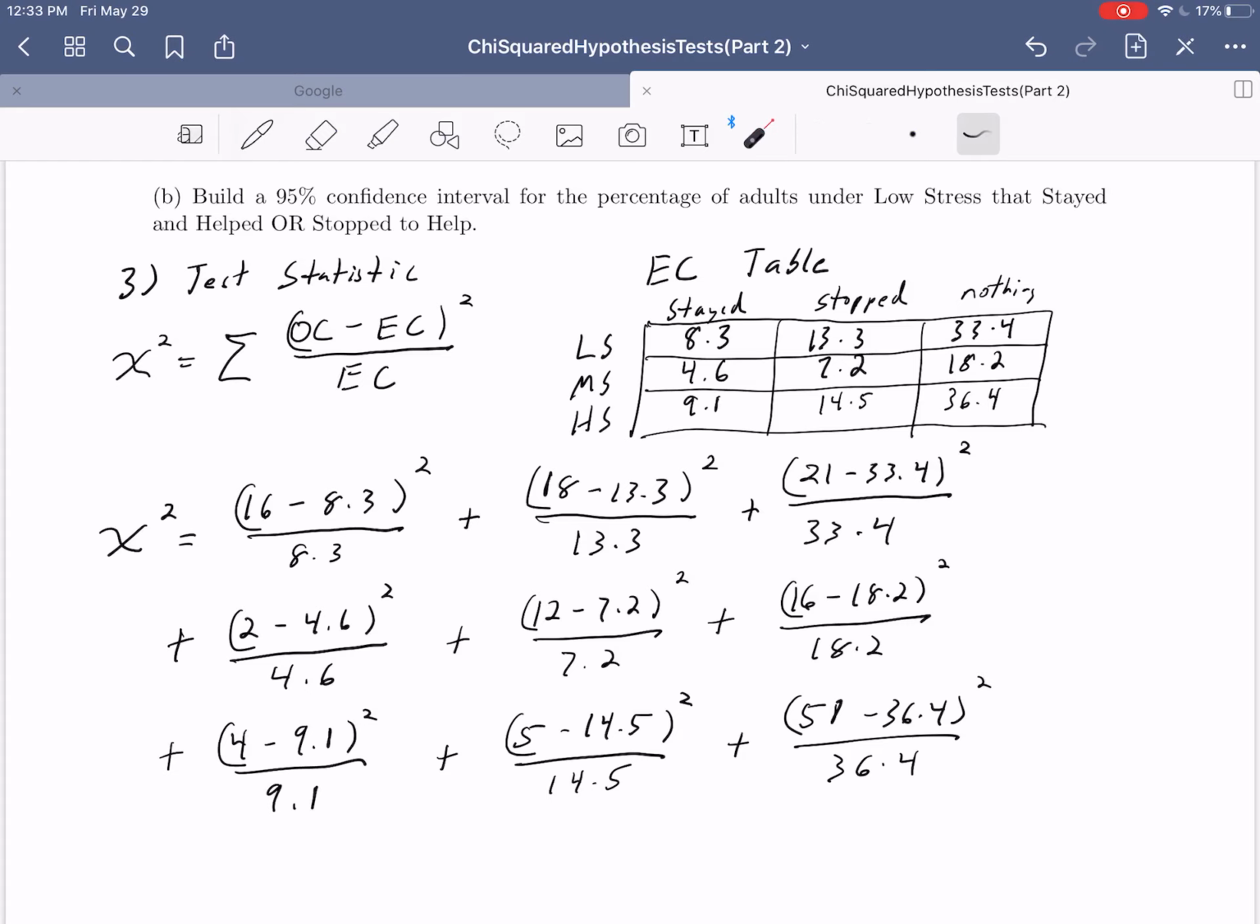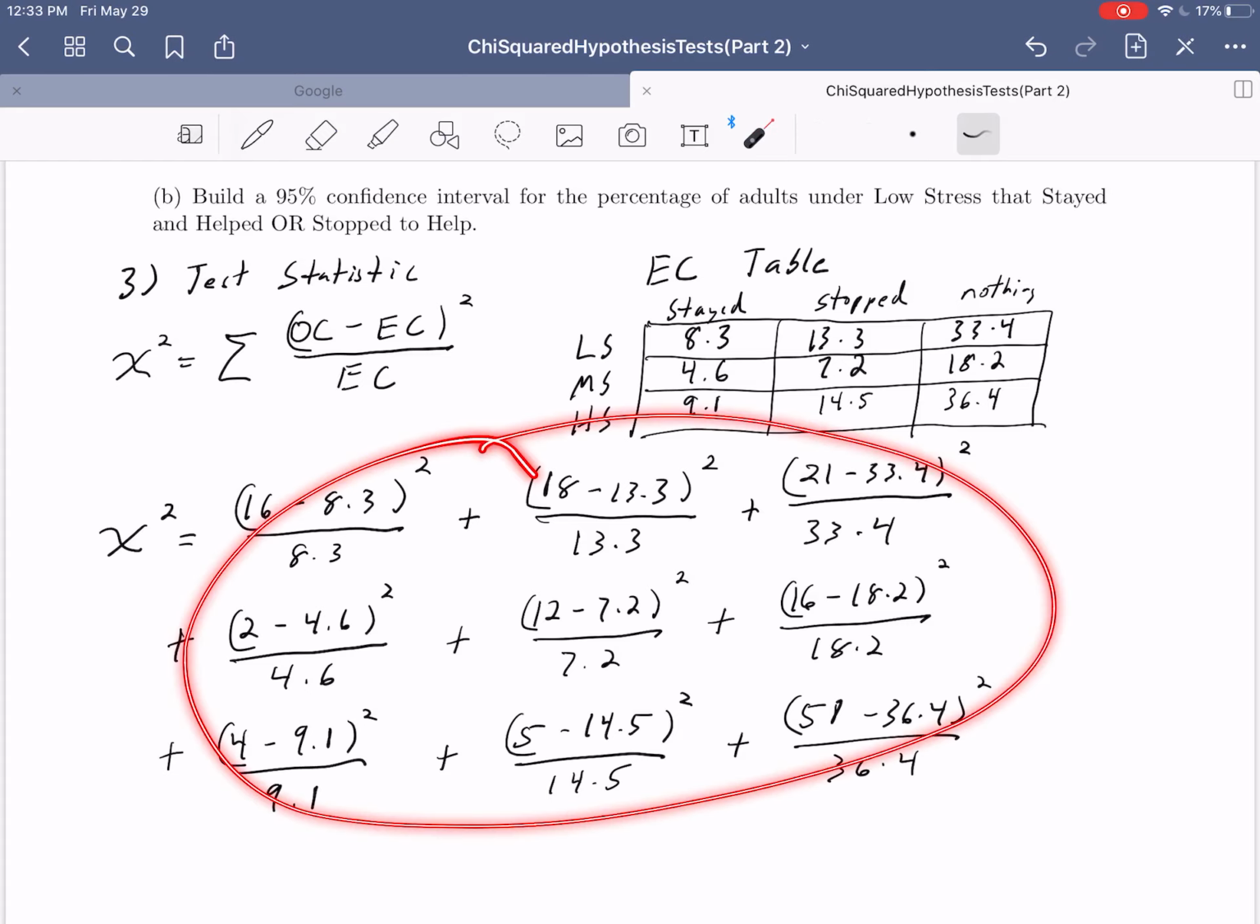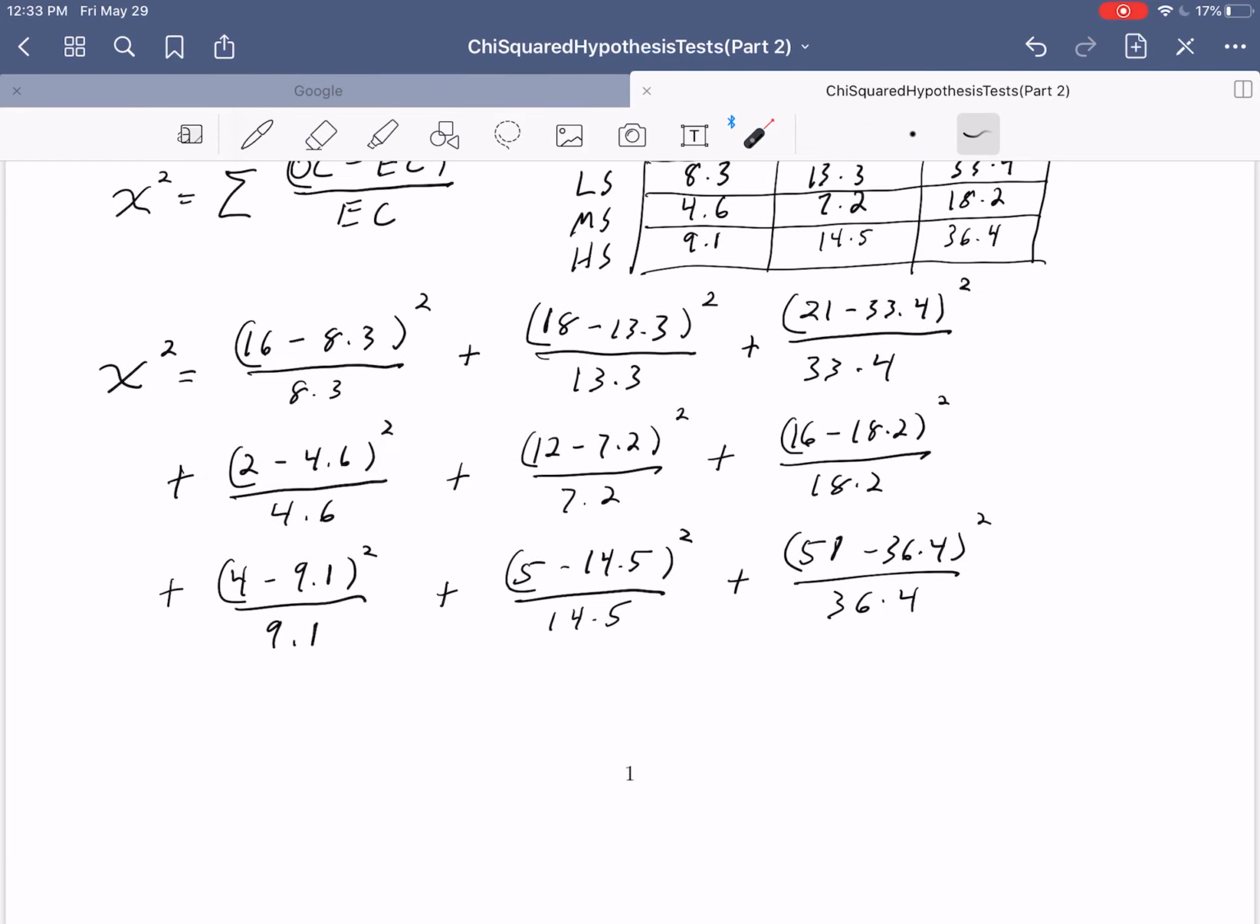Now again, remember when you guys are doing this on your own, if you're comfortable with the formula, you don't need to write out the formula with the numbers plugged in 9 times. Instead, what I'd really like to see is what we write next, which is what each of these actually comes out as. Because you can think about these as the contributing components to the overall test statistic. So let's go ahead and do this.